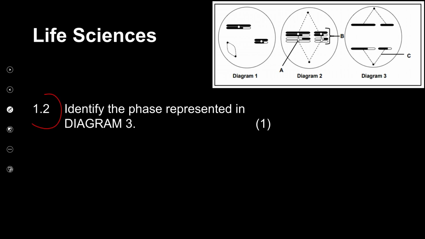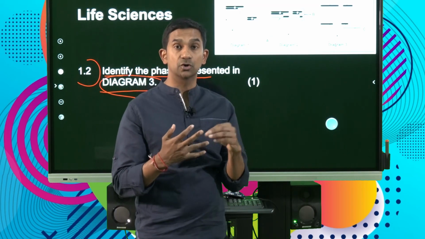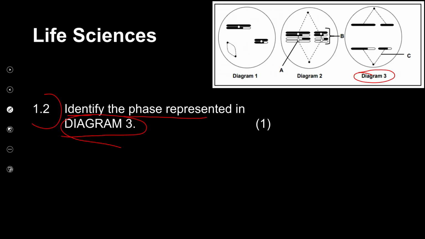Question 1.2. Identify the phases represented in diagram 3. So guys, when we look at diagram 3, it's important that we first recognize, what does it show? Is it showing you chromosomes or chromatids? And again, it's important that when we look at diagram 3, we can see that there are chromatids indicated.